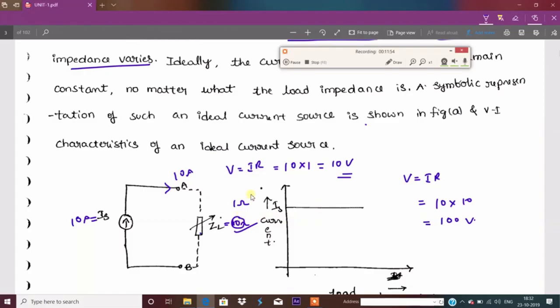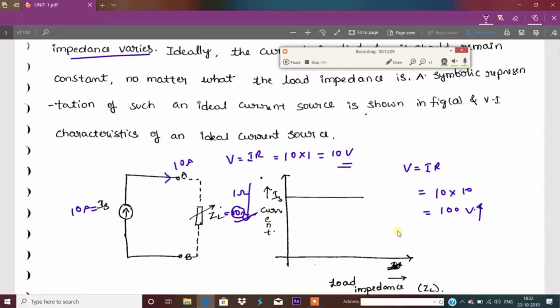If I am increasing the resistance, the voltage drop will increase, but the current supplied from the source is constant. That's why it is an independent source, a constant current source. The characteristics will be like that.